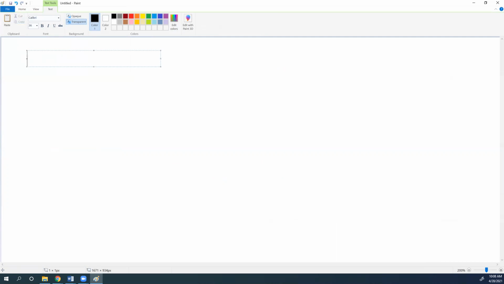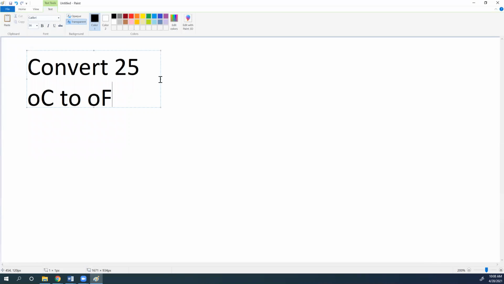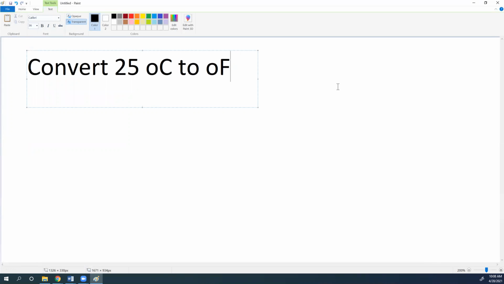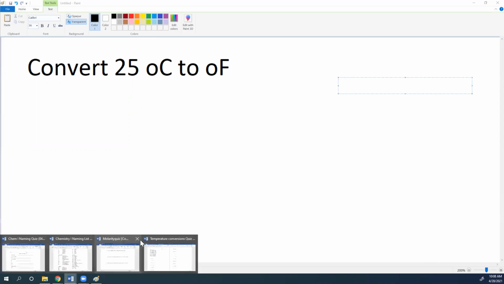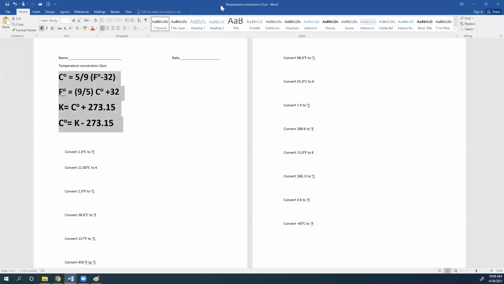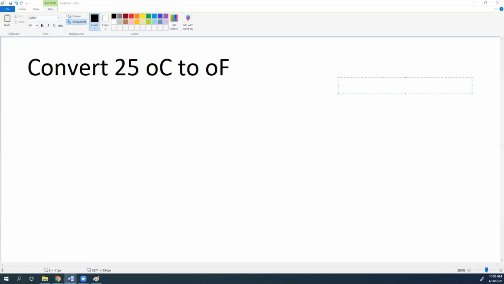Let's see. Convert 25 degrees Celsius to degrees Fahrenheit. Yes, we use the second equation.